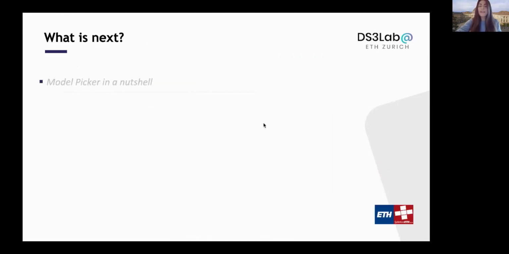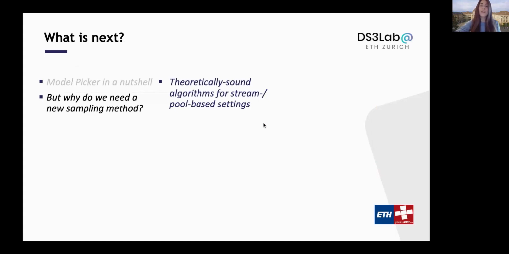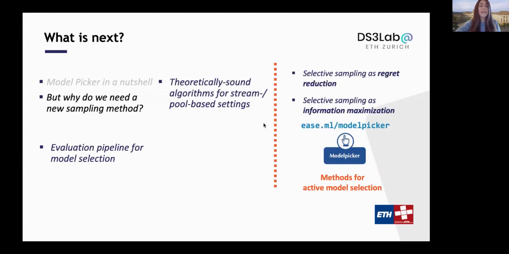So I briefly talked about what ModelPicker is, and then I'll talk about why we need a new sampling method, and what the issues are with the current ones. And then I will talk about two different algorithms, for two different settings. And then I will introduce the evaluation pipeline for model selection in general. And then I'll show results on many different datasets and illustrate the benefit of ModelPicker.